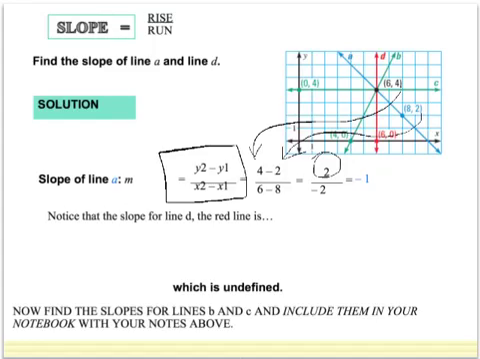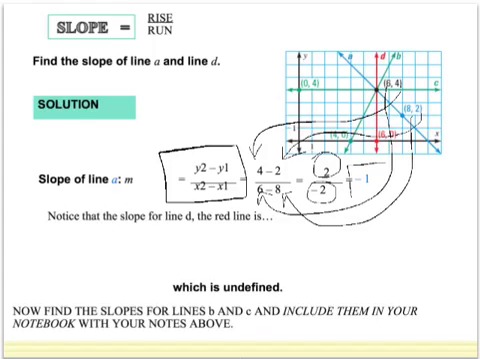Let's take a look at the denominator. x of 2, being the x-coordinate of the second point, is 6, minus x of 1, which is the x-coordinate of the first point, 8. 6 minus 8 is negative 2. So dividing 2 by negative 2, we get a slope of negative 1 for line A.